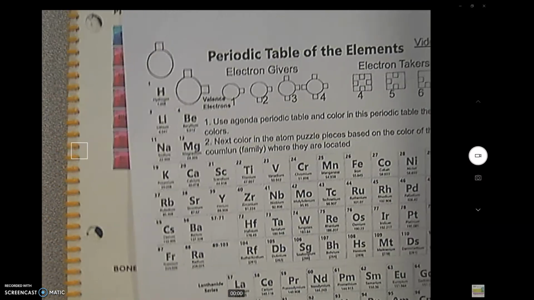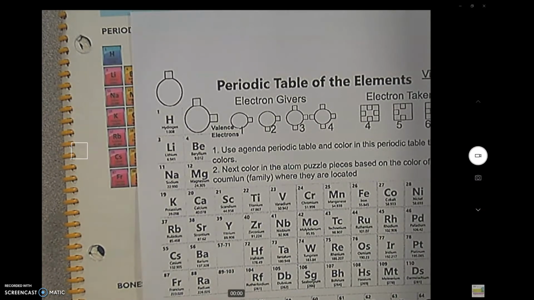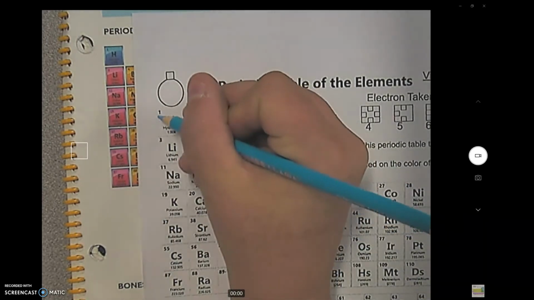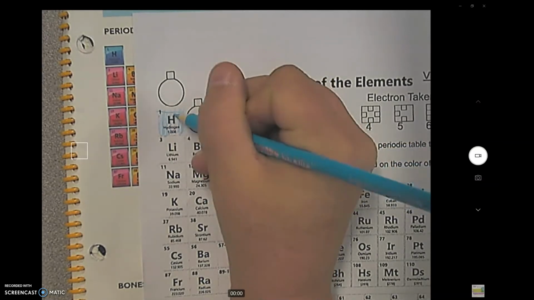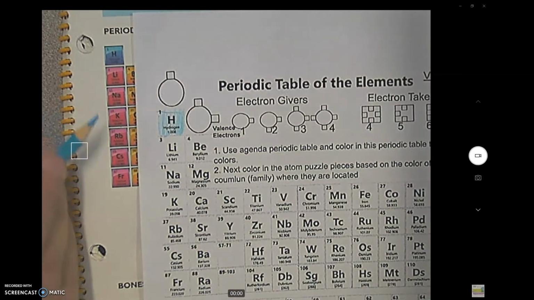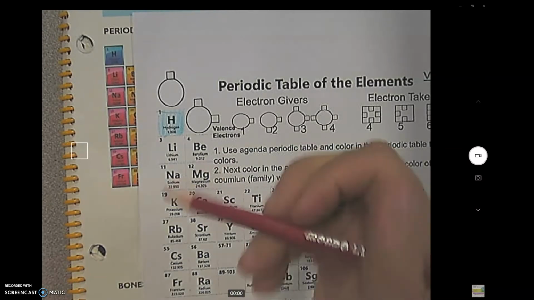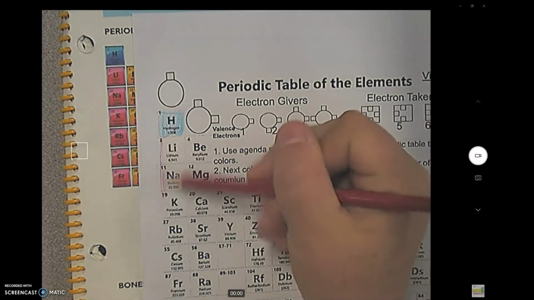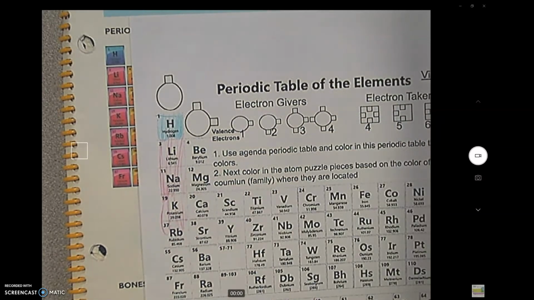So looking at this one, we have, let's see if I can get it lined up there for you. Hydrogen happens to be blue. So this first square, I'm going to color in blue for hydrogen. I'm just going to lightly color this one in blue because hydrogen shows it as blue. Now notice all the other ones in that family happen to be red. So now I'm going to color in the rest of these red. Okay, you're starting to get the idea.